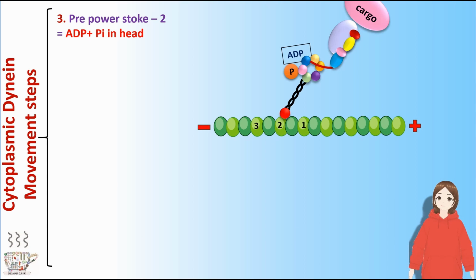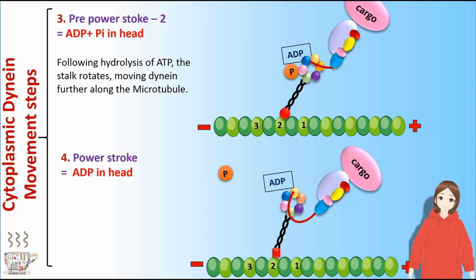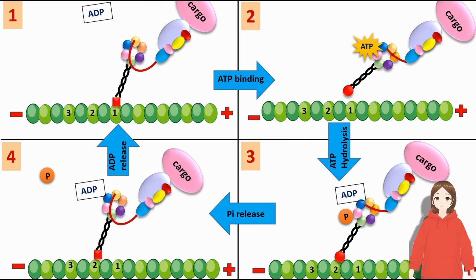Step 3. Pre-power stroke 2. ADP plus phosphate in head. Following hydrolysis of ATP, the stalk rotates, moving dynein further along the microtubule. And final step, power stroke, ADP in head. Upon the release of the phosphate, the MTBD returns to a high affinity state and rebinds the microtubule, triggering the power stroke. You can see here all the steps of cytoplasmic dynein movement together.